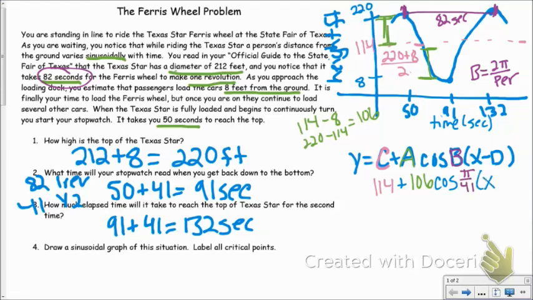The last part of my equation is x minus d, and d, if you remember, is the horizontal shift, or the phase shift. The phase shift for a cosine function is a high point. So I'm going to find a high point on my graph, and the x value of a high point is 50. So this is x minus 50. And that is my equation of the graph. Now I'm going to rewrite this on the second half so we can use this equation to answer some questions about this situation.